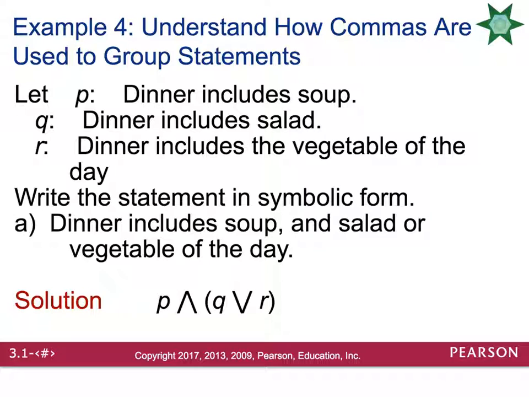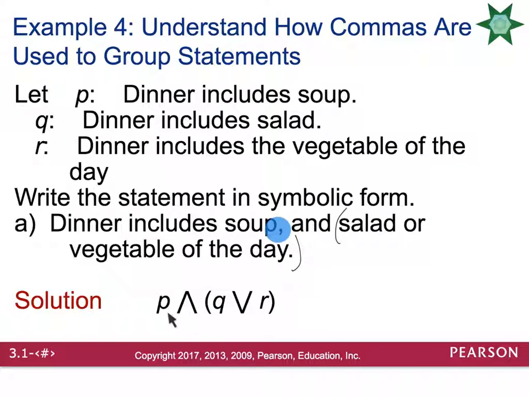Okay, so we see the comma right here, which means we're going to group in parentheses. I'll do it with the words. This and is going to go on the outside, but we can say and, salad or vegetable of the day. What we're grouping together is what's after the comma, but be careful because this connector here stays with the first part. So think of it as dinner includes salad or dinner includes vegetable of the day, and that's the short way of saying this. And then dinner includes soup would be P, and we're going to put the and on the outside of the parentheses.